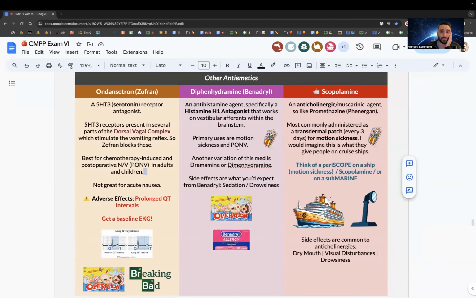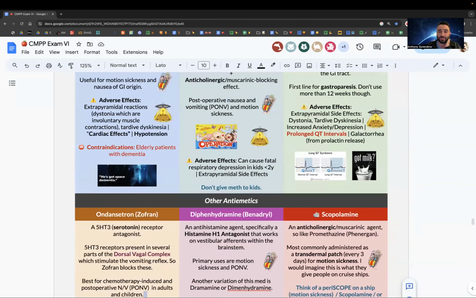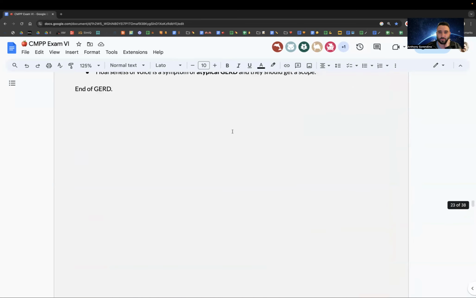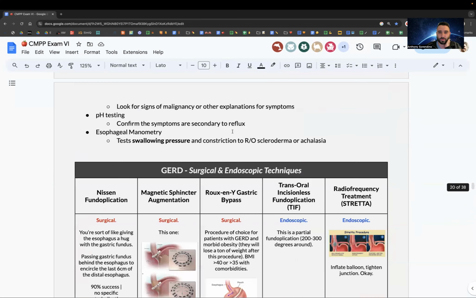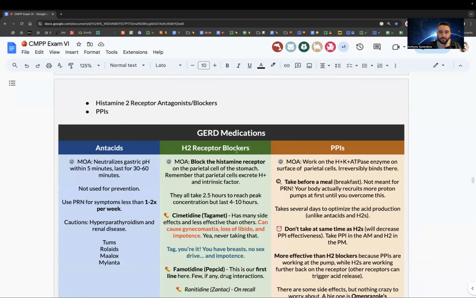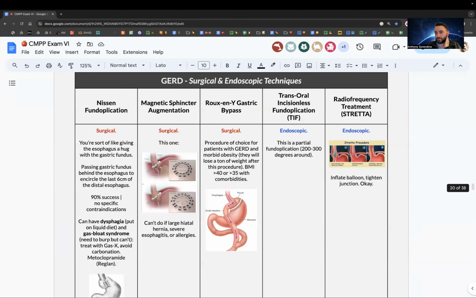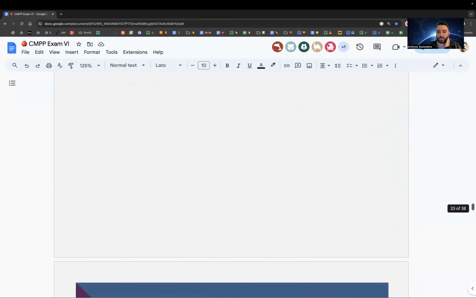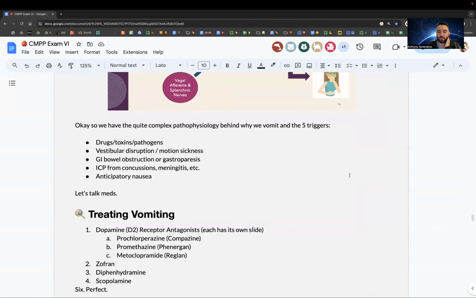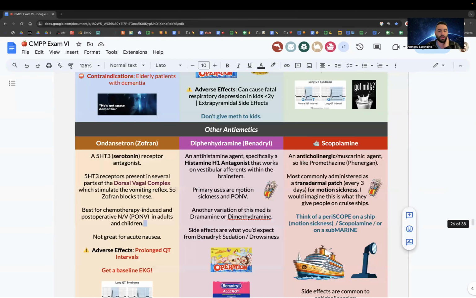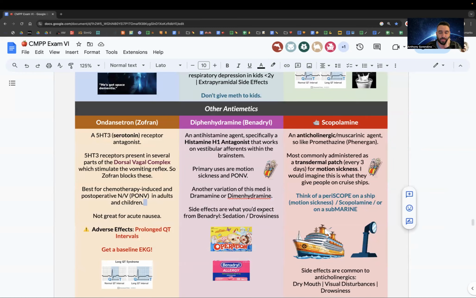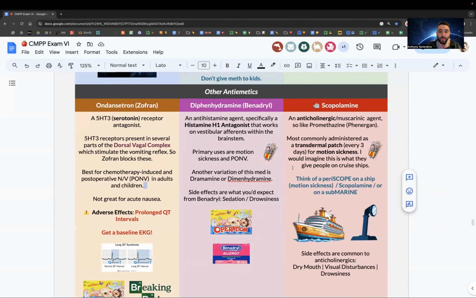Okay, Benadryl in the middle here. So this is an antihistamine. This is an H1 antagonist. Remember, famotidine Pepcid was an H2 antagonist. Just double check that. Yes. All right, so Benadryl can also be used for motion sickness, can also be used post-operatively. And honestly, nothing else really crazy with Benadryl.